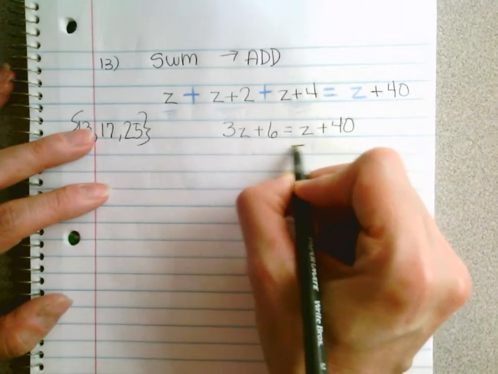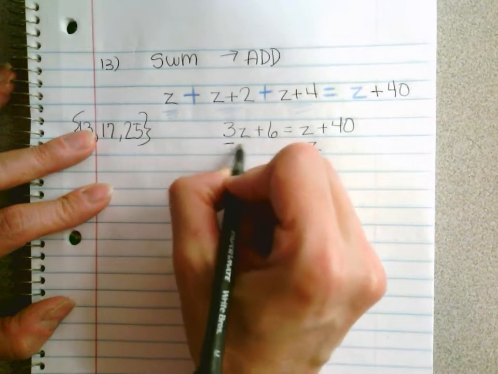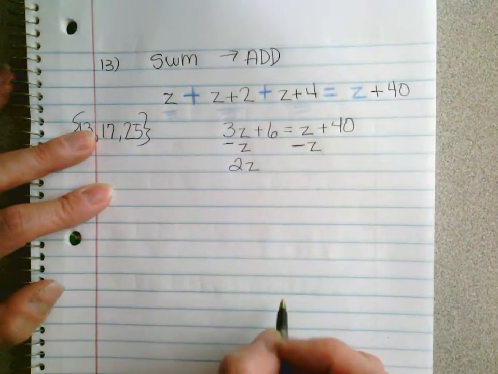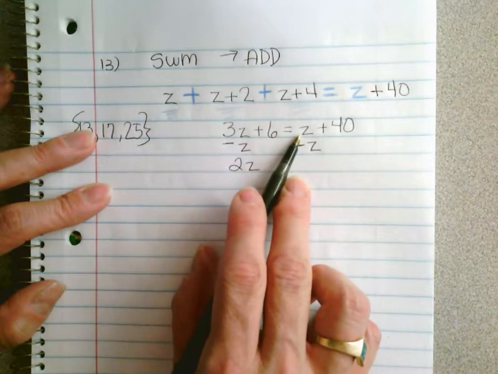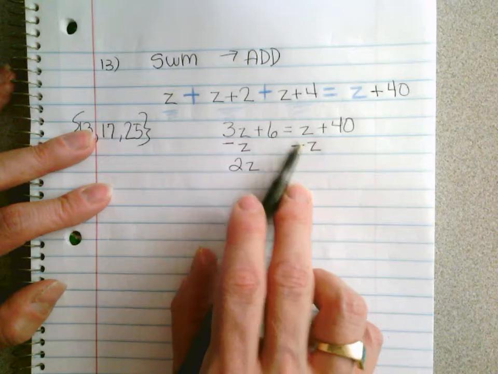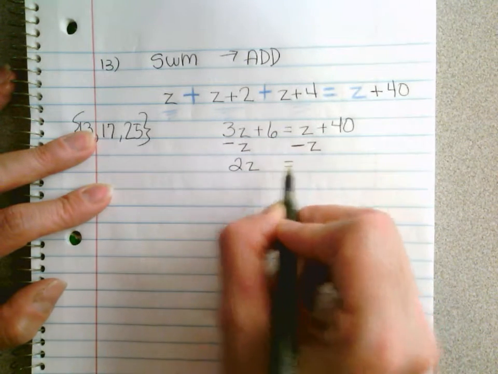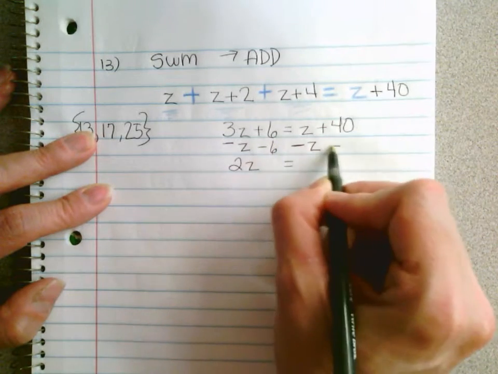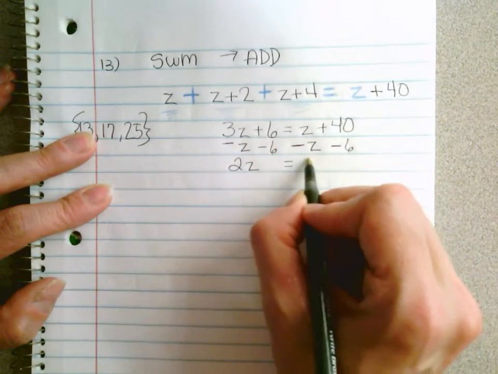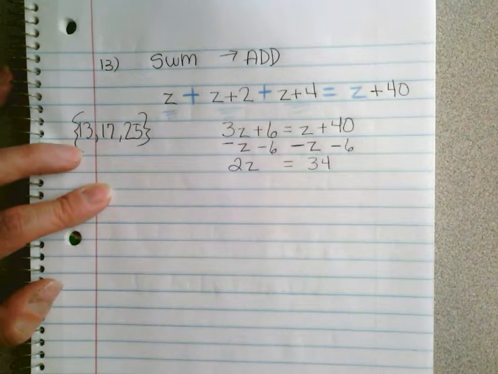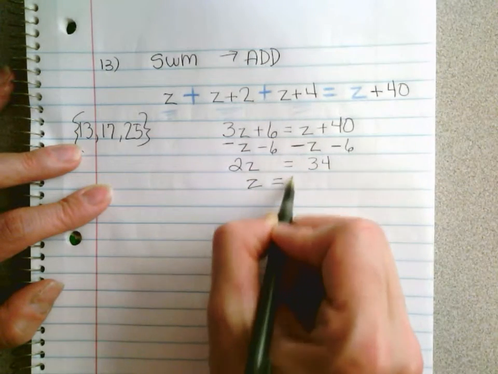So I'm going to subtract z to my left, giving me 2z on the left, no more z on the right. Remember, that's a positive if there's no negative in front of it, which is why I did the opposite. So 2z, I'm going to subtract my 6 over. And I should come up with something that looks like that. Dividing by 2, I end up with a 17.